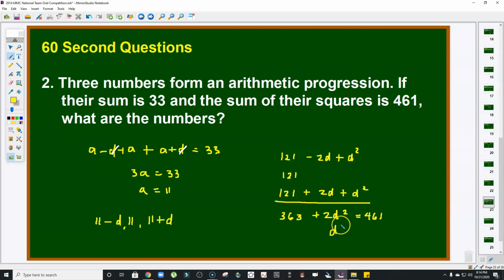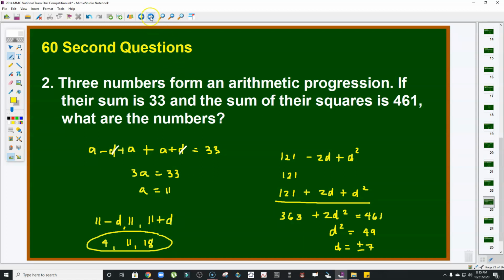461. See that? Okay. 461 minus 363, that is how much? Then divided by 2, that's 49, right? So 98 divided by 2, so that's 49. So clearly, d here is plus or minus 7. See that? So therefore, the numbers we're looking for, 11 plus 7, that's 18. Then 11 minus 7, that is 4. See that? Okay. So therefore, these are the numbers that we're looking for.